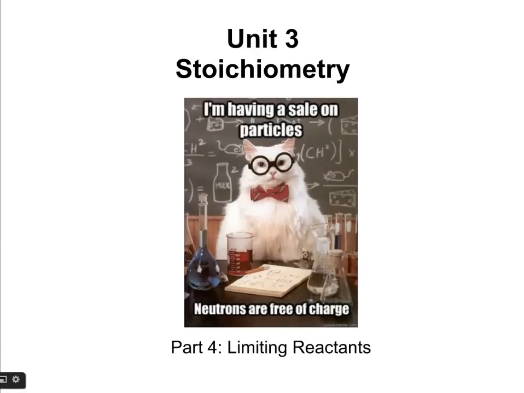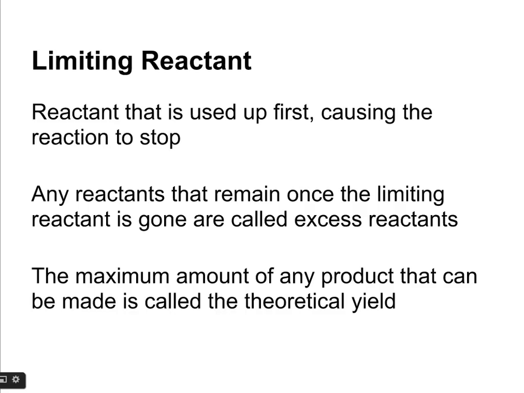In part 4 of Unit 3, we're going to go over limiting reactants. The limiting reactant is the reactant that's used up first in a reaction, causing the reaction to stop. It's the reactant that we run out of first. The other reactant that's left over once the limiting reactant is gone is called the excess reactant.